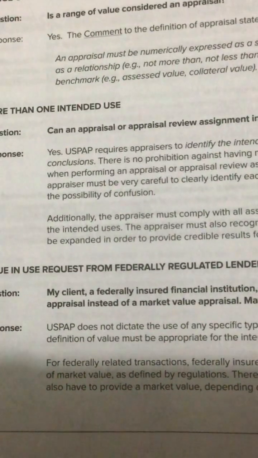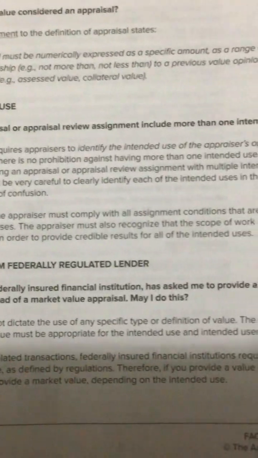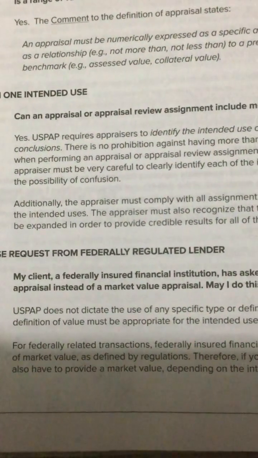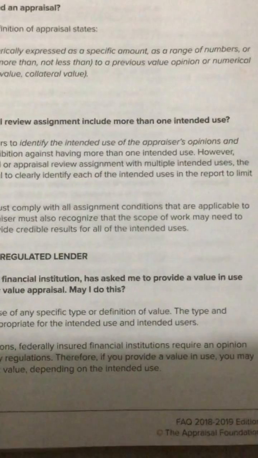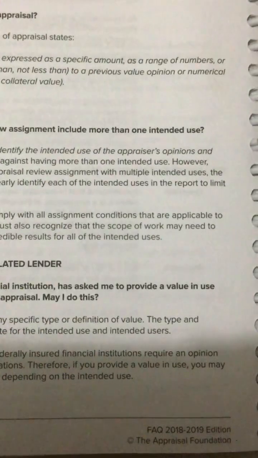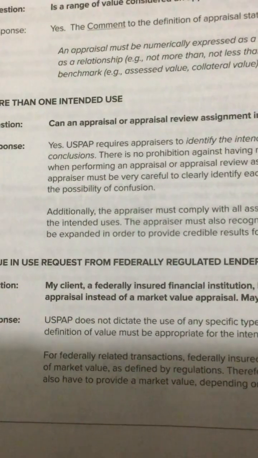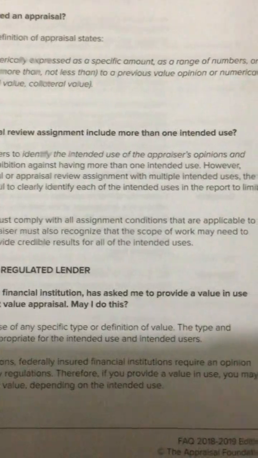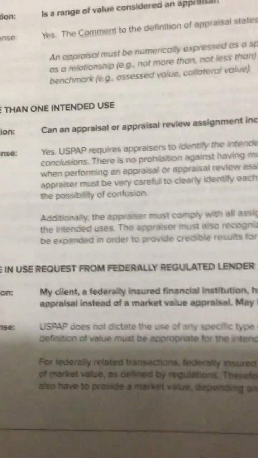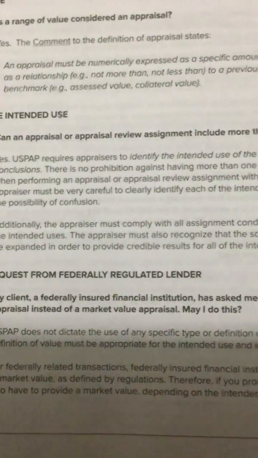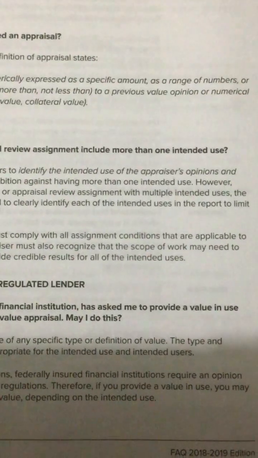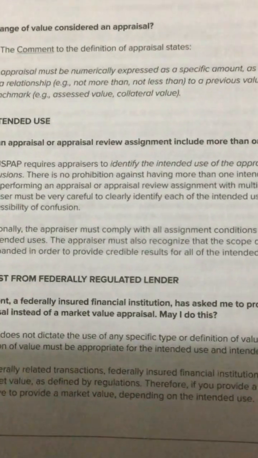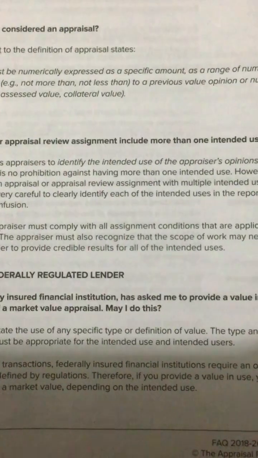However, when performing an appraisal or appraisal review assignment with multiple intended uses, the appraiser must be very careful to clearly identify each of the intended uses in the report to limit the possibility of confusion. Additionally, the appraiser must comply with all assignment conditions that are applicable to the intended uses. The appraiser must also recognize that the scope of work may need to be expanded in order to provide credible results for all of the intended uses.